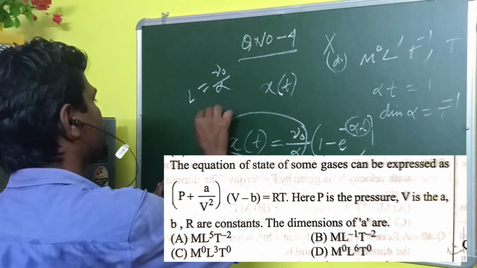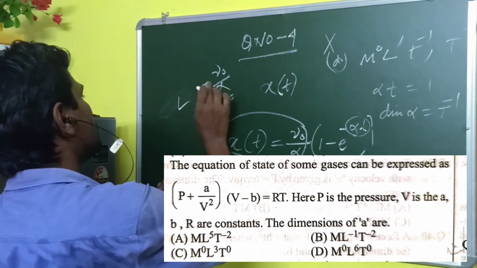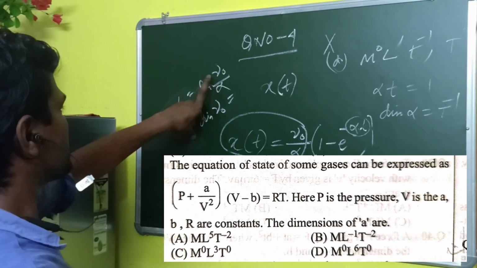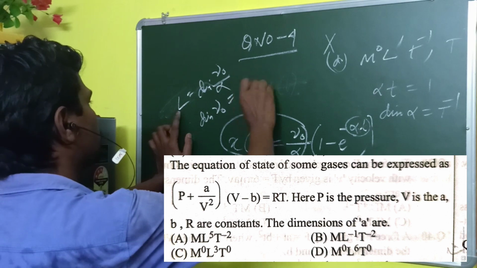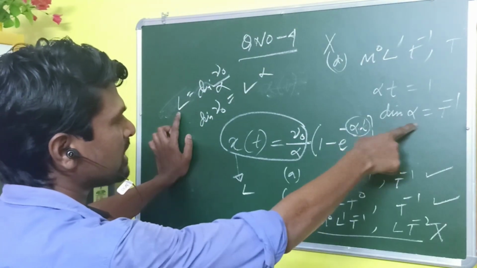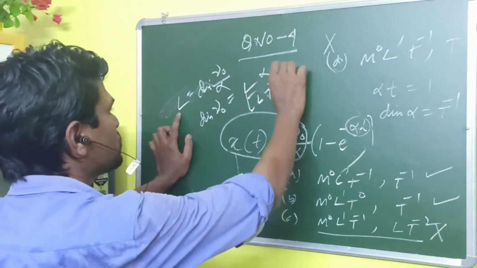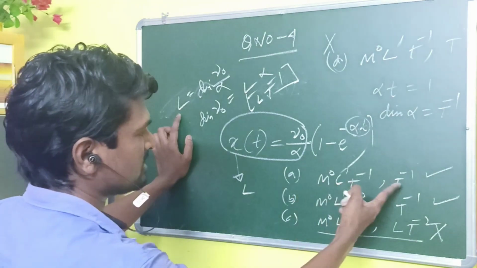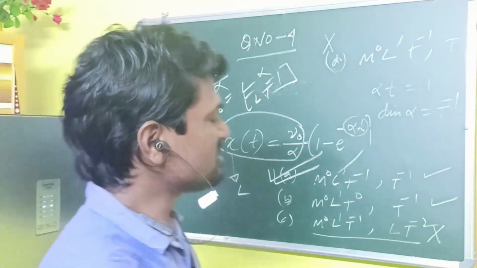So dimension of mu naught equal to dimension of L equal to dimension of this, you can write L equal to dimension of mu naught by alpha. So dimension of mu naught equal to L into alpha. So L alpha means, dimension of alpha equal to t minus 1. So L t minus 1. So the final answer is A. So A is the answer.